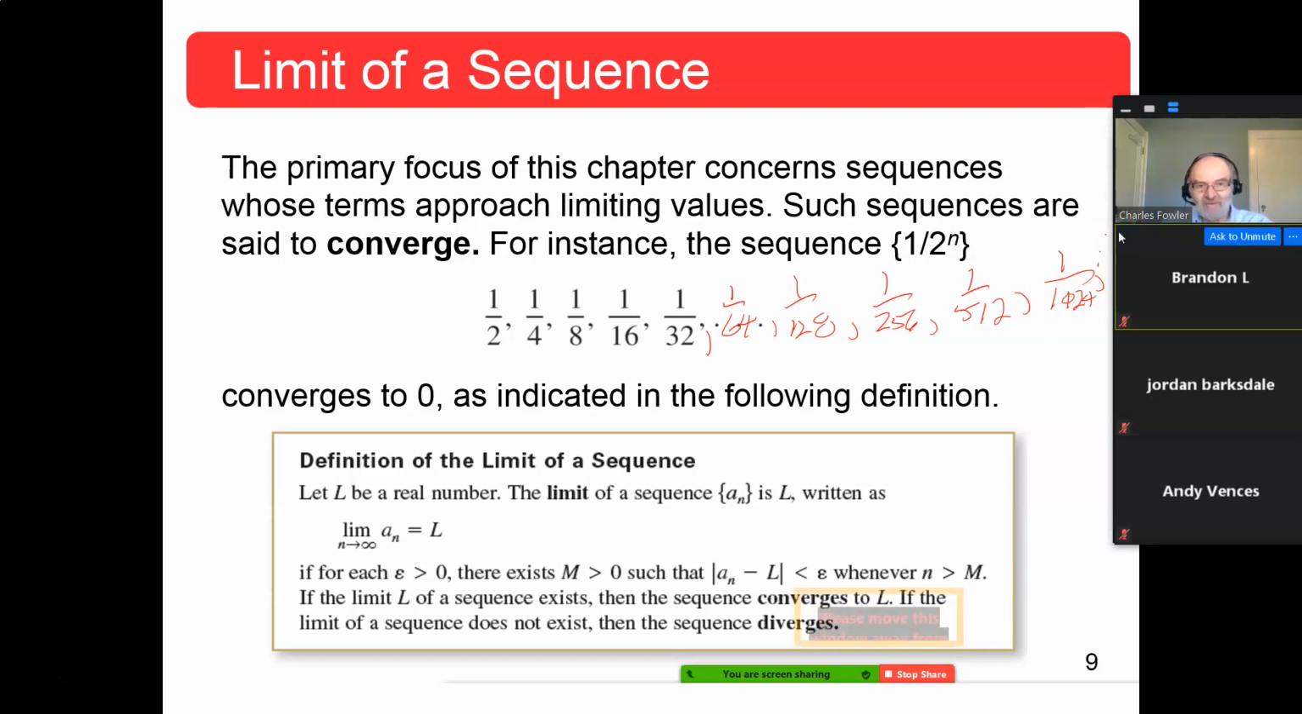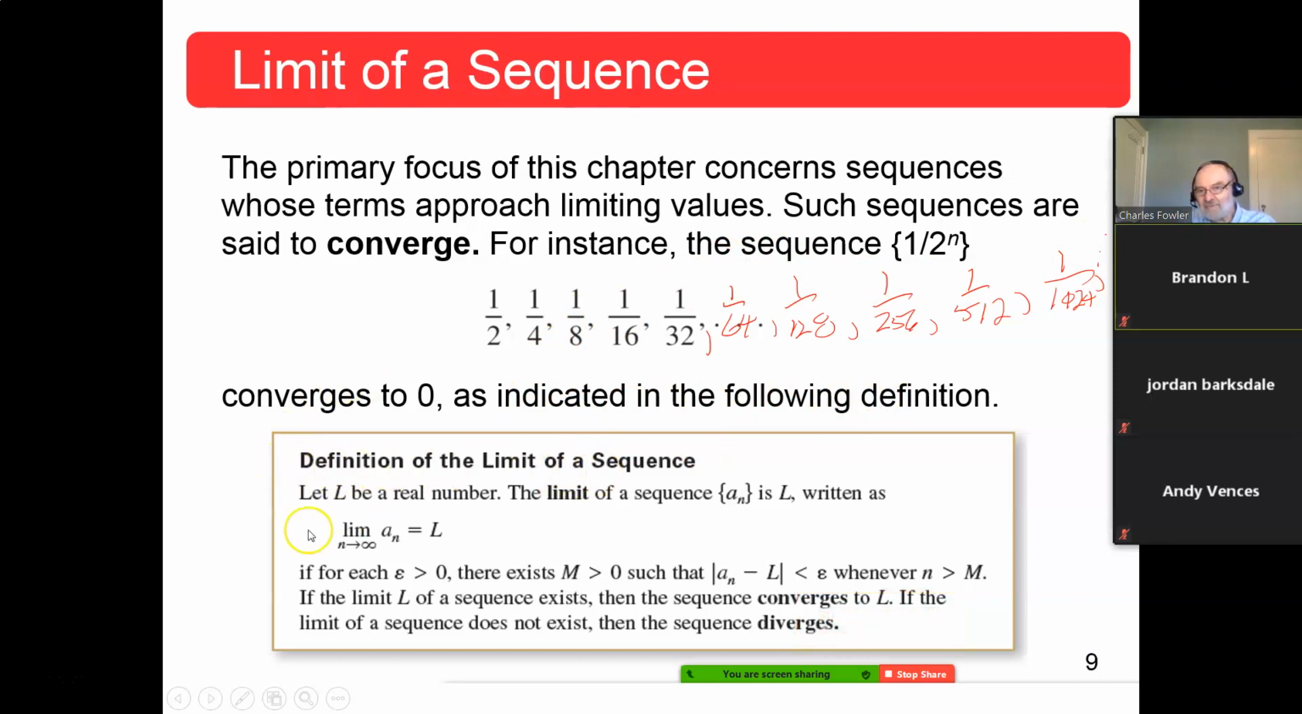It keeps on going forever. Okay, now take a look at that. Every one of those is a fractional form. The numerator is 1. It never changes. Denominators are getting much bigger, much more rapidly. That's going to 0. Okay, that converges to 0 as indicated in the following definition.